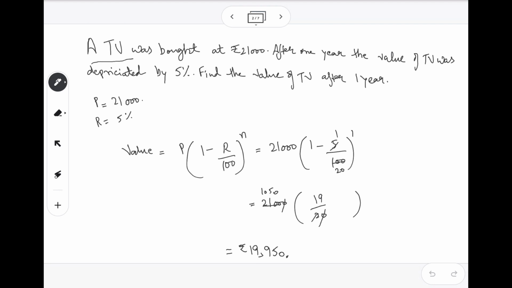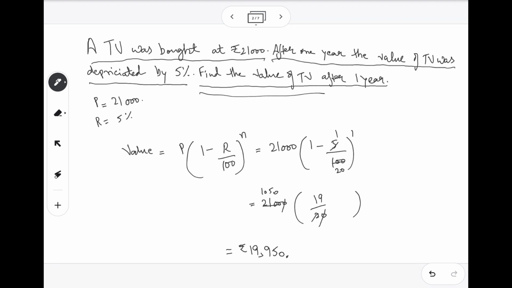It says a TV was bought at rupees 21,000. After 1 year, the value of TV was depreciated by 5%. Find the value of TV after 1 year. So here principal would become 21,000 and rate would become 5%.